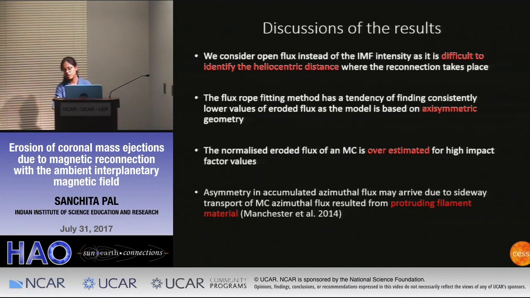So if we consider all these things, then we think our result will be a little bit improved. But again, if we consider these things, then our data set will decrease. Already for 22 years we got only 72 magnetic clouds after our selection criteria. So we think that if we consider this, the number of events will decrease even more.